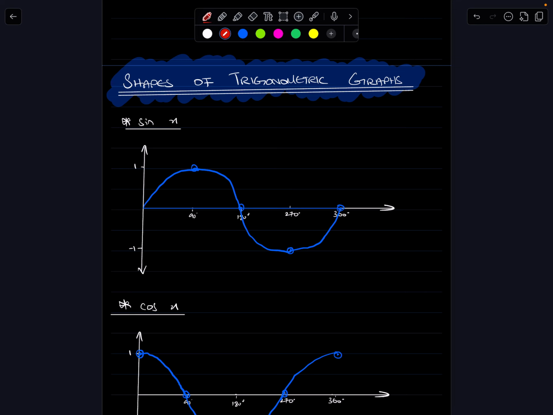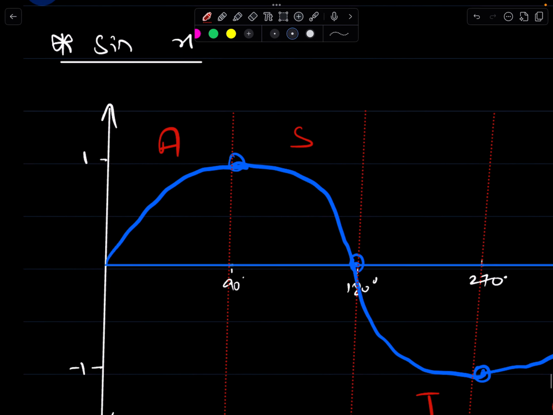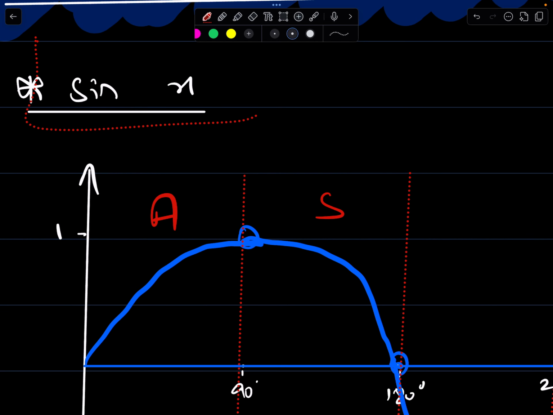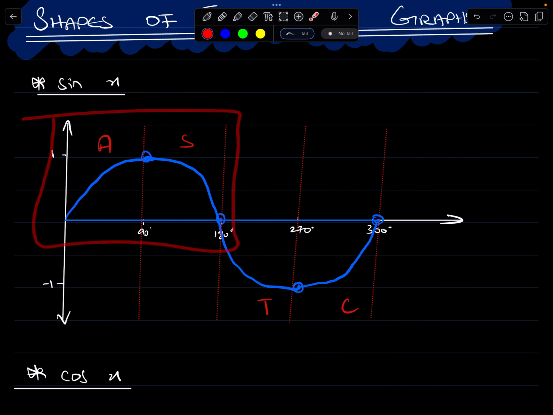And also notice that ASTC also plays a role here. Just a second. So we have ASTC. How it plays a role can be realized by the fact that if I were to draw dotted lines at 90, 180, 270 and 360, you will realize the fact that ASTC is again in line with the graph of sine. That is, the graph of sine is only positive in the first and second quadrants and then negative.